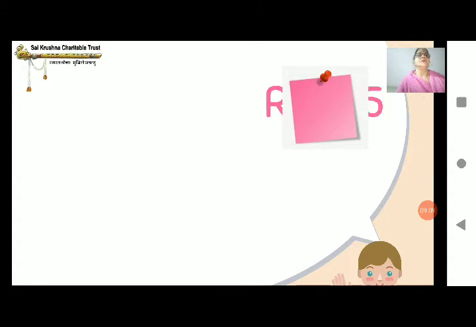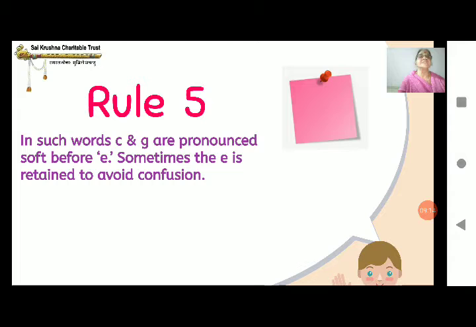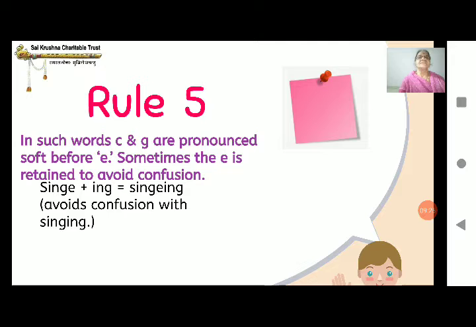All right. We proceed with rule 5 again, which says in such words C and G are pronounced soft before E. Sometimes the E is retained to avoid confusion. Okay, so let's see that now. Singe plus ing, S-I-N-G-E is equal to singeing. It avoids confusion with singing. S-I-N-G is sing. Now if I say S-I-N-G here also, the meanings will be confused. So in order to avoid confusion, what is singeing?